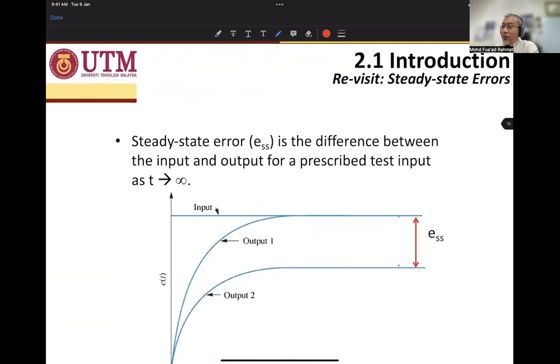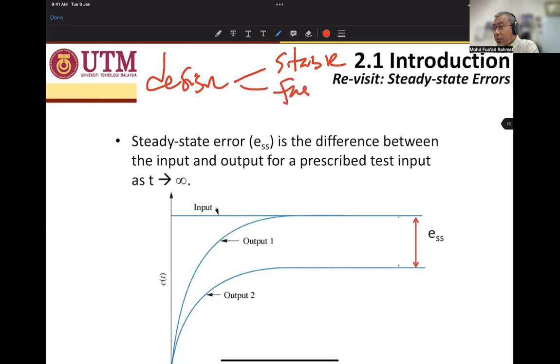So as I told you before, in design, what is our goal? First, we want a stable system. Then we want a faster response. And the last one is we want zero steady state error. Okay, so we have 3 basic main objectives. So what is a steady state error?